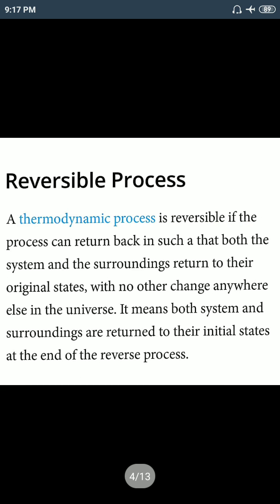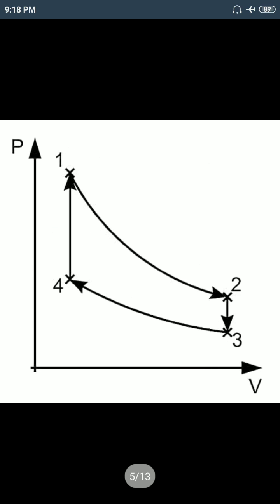A thermodynamic process is reversible if the process can return in such a way that both the system and the surroundings return to their original state, or initial configuration, with no other change anywhere else in the universe. It means both the system and the surroundings are returned to their initial state at the end of the reverse process. Whatever changes occur, after some time it will return to its initial configuration without any change. That is called a reversible process.